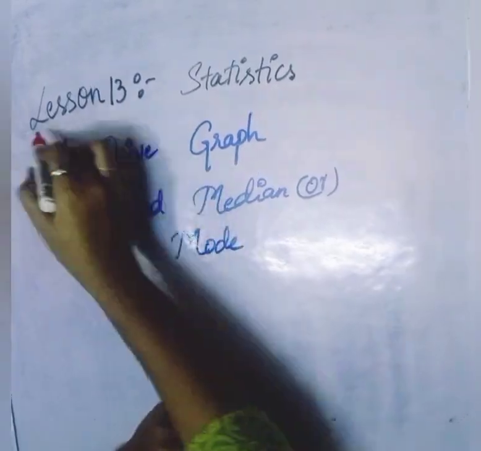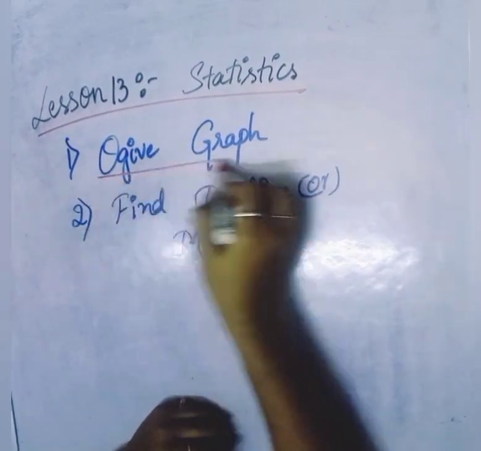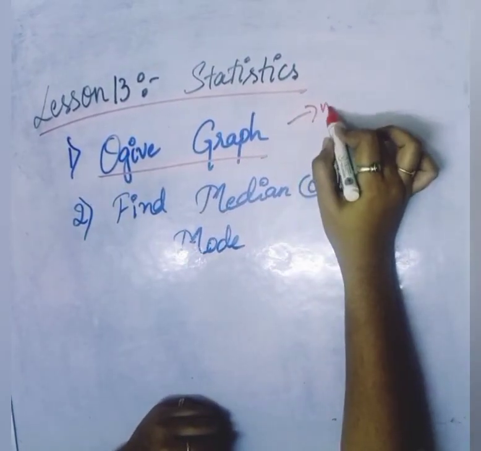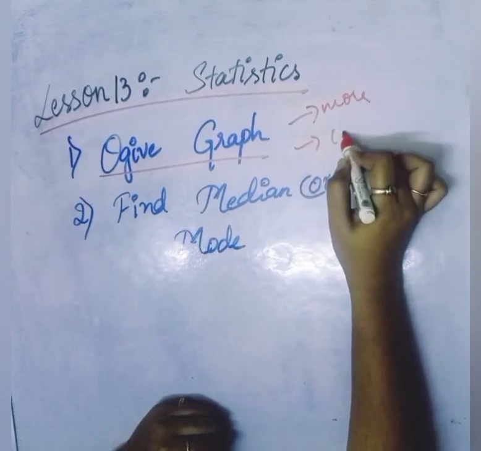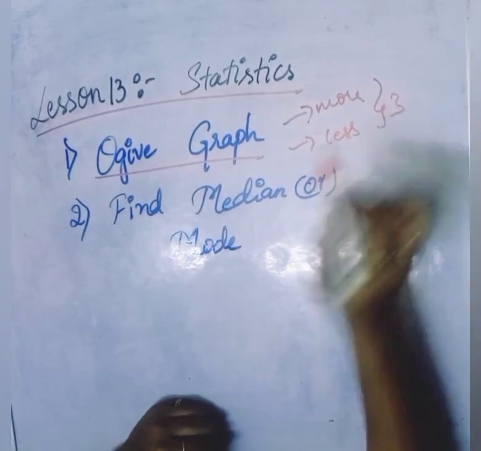In statistics, lesson number 13, one question will confirmedly be an ogive graph. It may be more than type, otherwise it may be less than type. So in this, any one is confirmed to come, that is 3 marks.